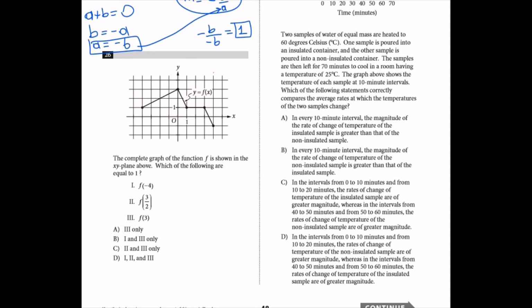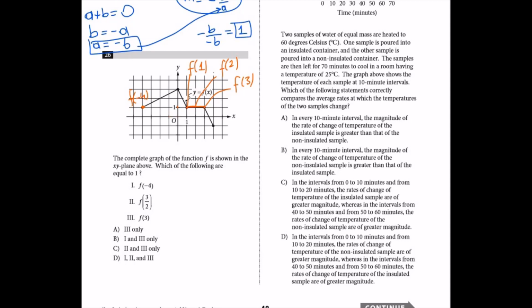Question number 26. The complete graph of the function f is shown in the xy plane above. Which of the following are equal to 1? On the y-axis, 1 is here. And the graph equals 1 at this point, which is 0, negative 1, negative 2, negative 3, negative 4. So f of negative 4 is equal to 1. F of 1 is equal to 1. So this is f of 2. F of 2 is equal to 1. Anything in between is also equal to 1 because there is a continuous line here. F of 3 is equal to 1. And anything in between is also equal to 1.